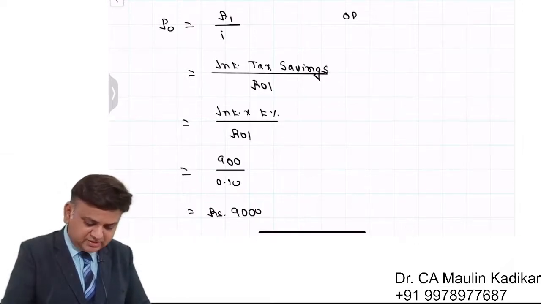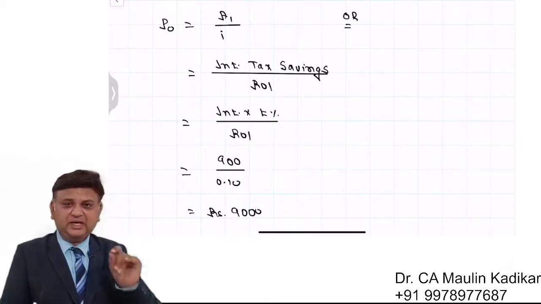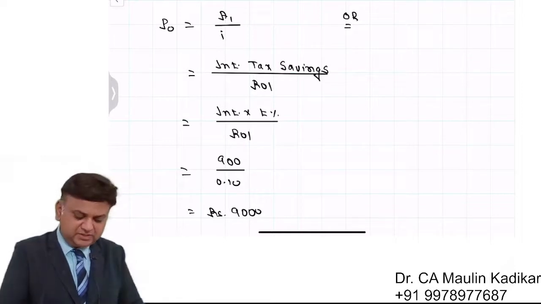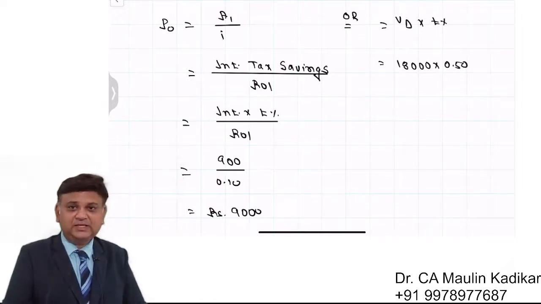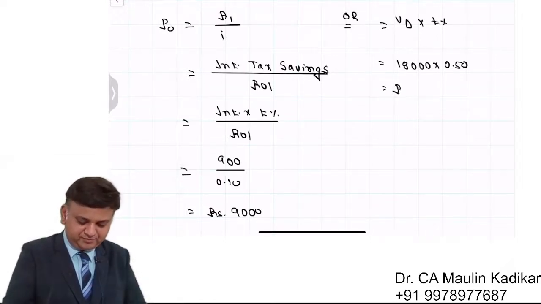Or otherwise, understand that we can get the answer by using a simple formula: value of debt into tax rate. What is the value of debt? 18,000. What is the income tax rate? 50 percent. That comes to 9,000.